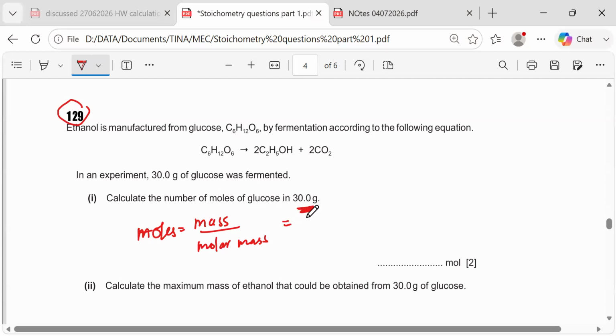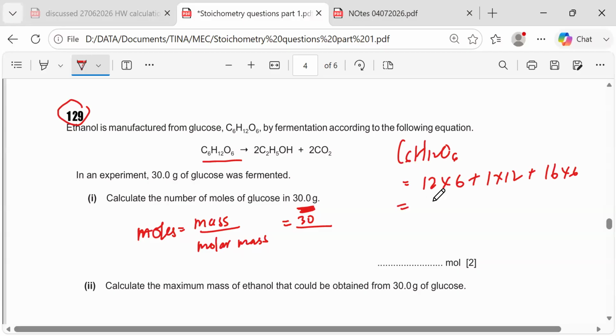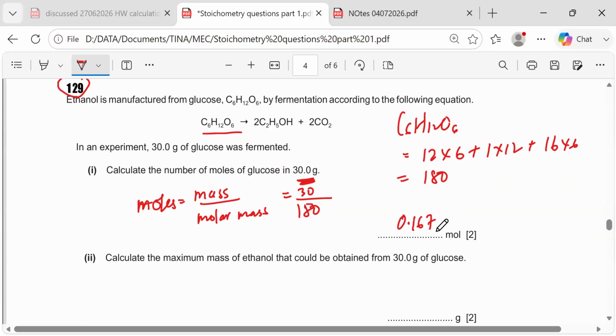Okay? Mass is 30 grams. Molar mass, so you look at C6H12O6. Carbon is 12 times 6, hydrogen is 1 times 12, oxygen is 16 times 6. You get 180. Okay, so 30 over 180? 1 over 6. They need decimal for IG. 0.167. Okay, so get it? IG must put decimal. Why? I don't know.